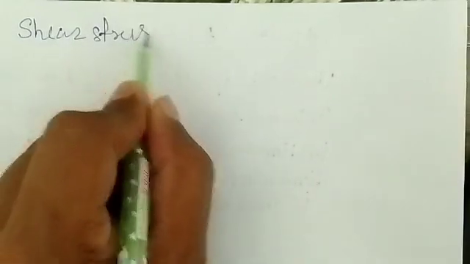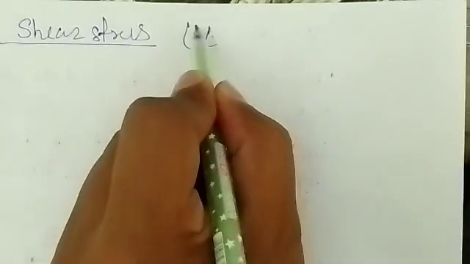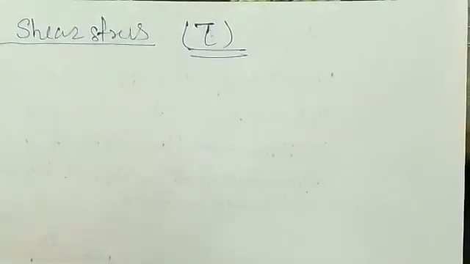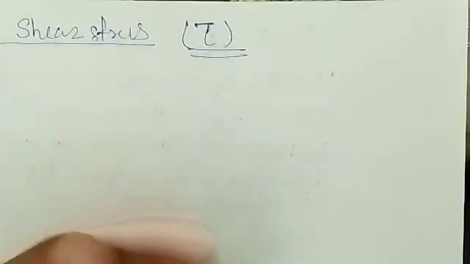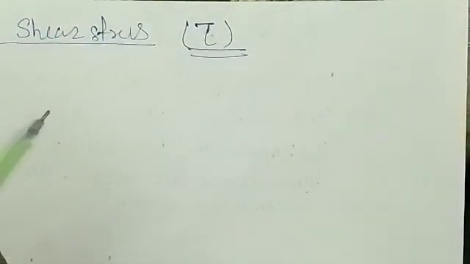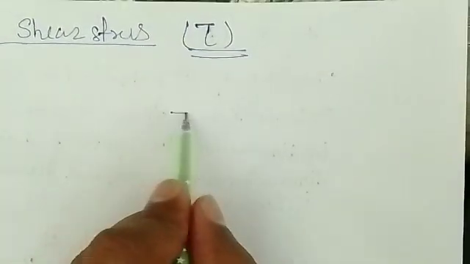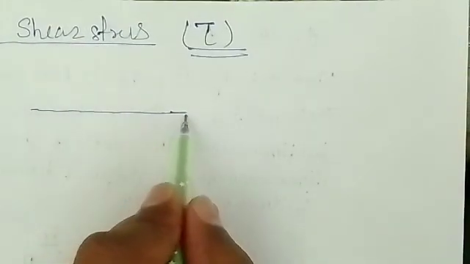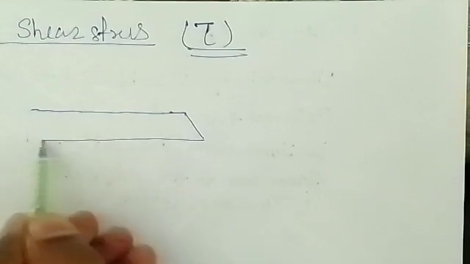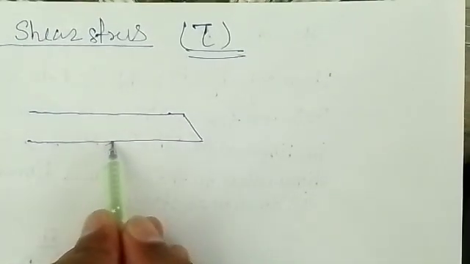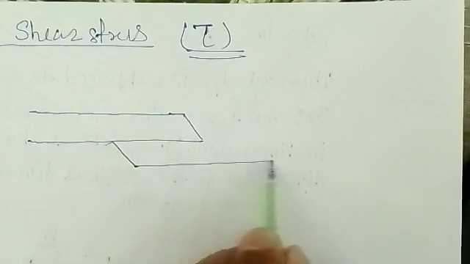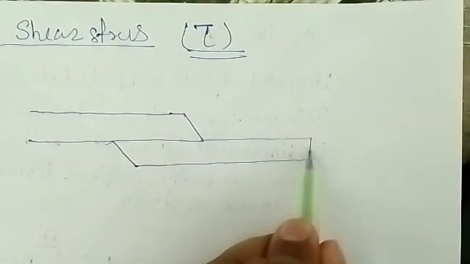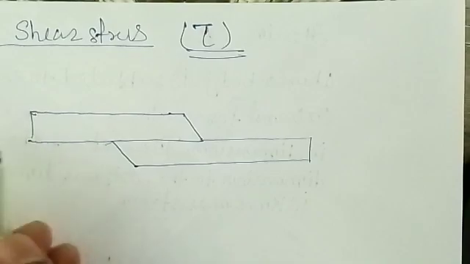First make a subheading, shear stress. We denote shear stress by the letter tau. Shear stress is the stress induced in a body when it is subjected to two equal and opposite forces acting tangentially across the resisting section. So one section is like this, and another section is like this.